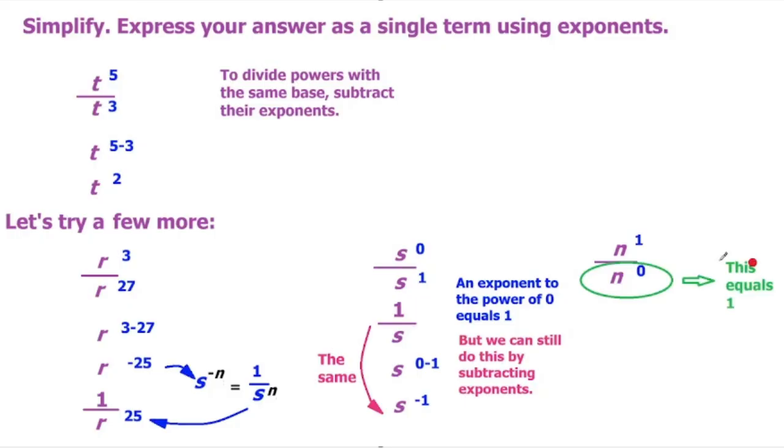So now for this one, n to the 1 over n to the 0, we know that this equals 1. So let's put that in. n to the 1 over 1. So we're left with n. But we could still do the same thing by subtracting exponents. n to the 1 minus 0 leaves us with just n. Okay, those are all the tricks you need to know about dividing with exponents with a variable base.